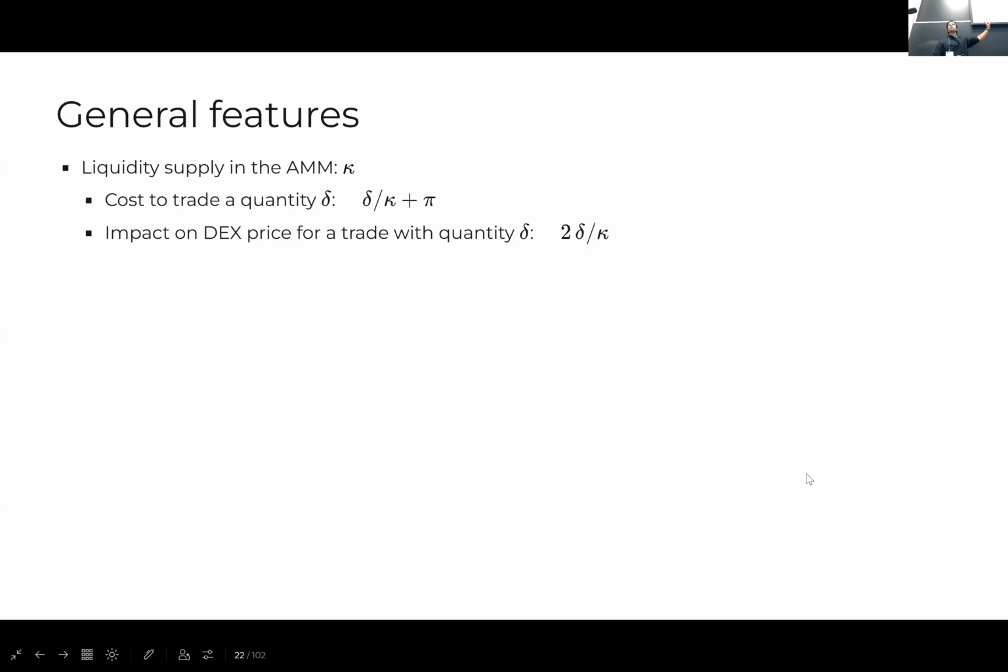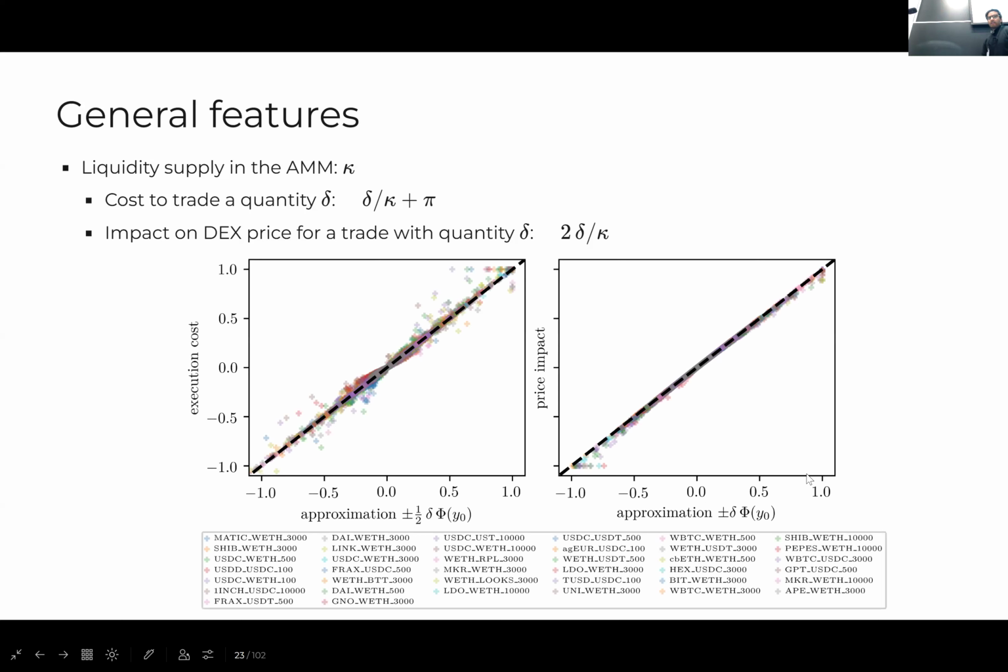Okay, so the instantaneous impact of a trade of quantity delta is 2 delta over kappa, which is also related to the convexity, and you've seen it very quickly in the equations of Johannes in the previous talk. But what it means is that once you have this quantity kappa, which you can see as the amount of money or assets that are in the pool, you can know what the slippage is for trading a quantity delta, but also what the impact is on the marginal price once you've traded. So you're assuming small trades.